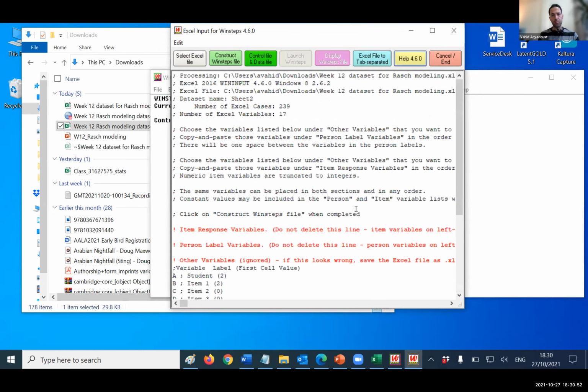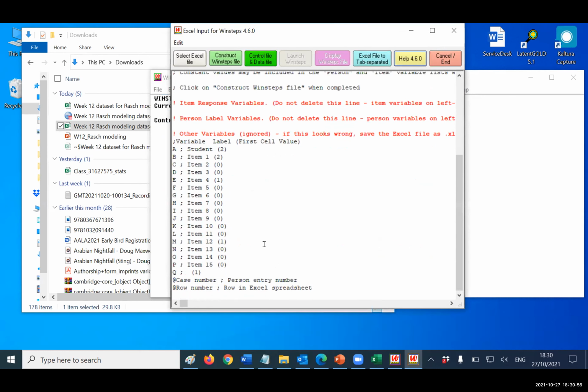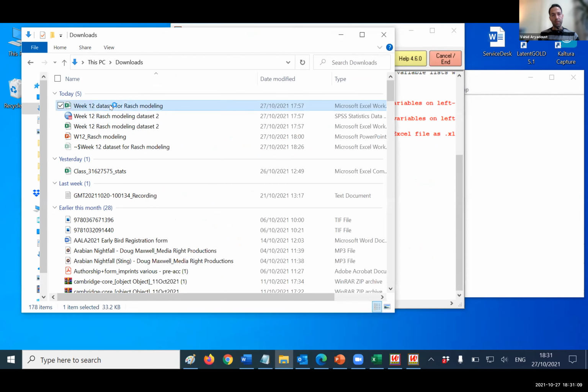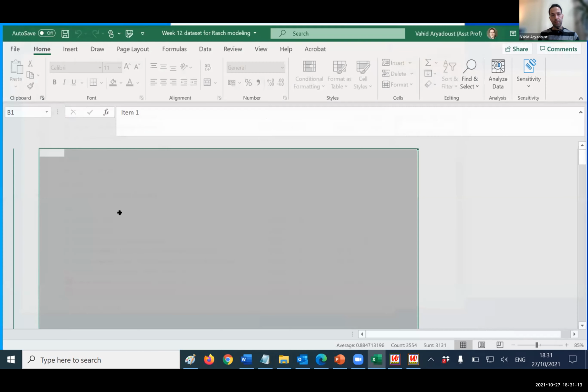Okay, for me, it's open now. Did you open it, guys? Good, you're all there. It's very easy steps. Now, we have two sections: item response variables, person label variables. Let me open it again, just to remind you of what we're looking at.